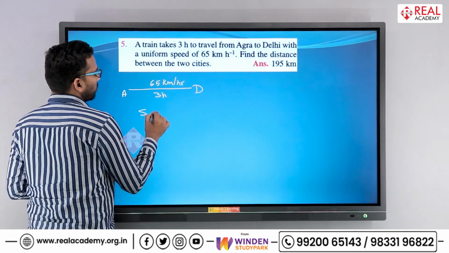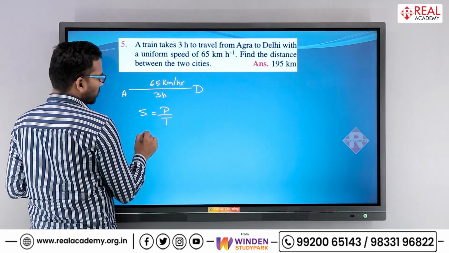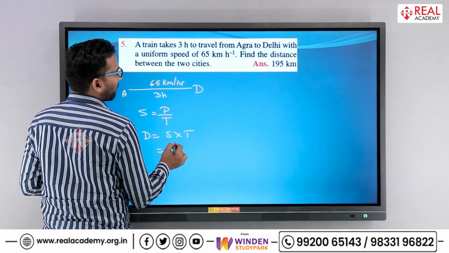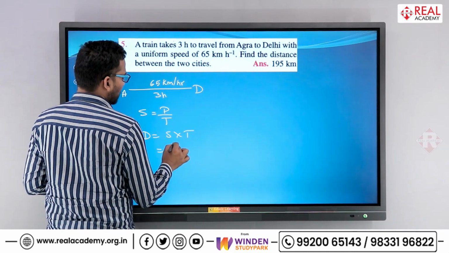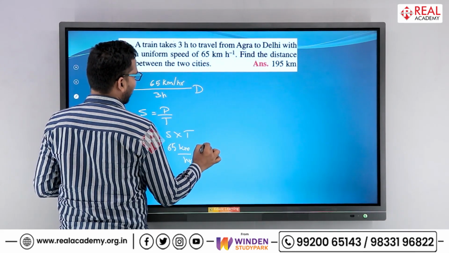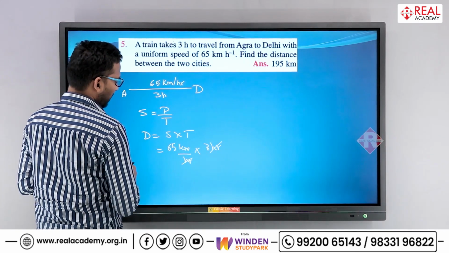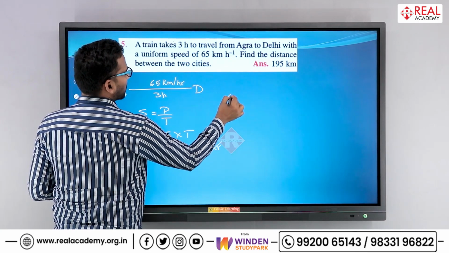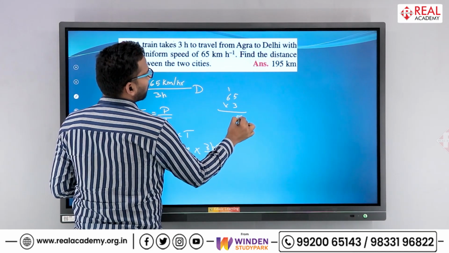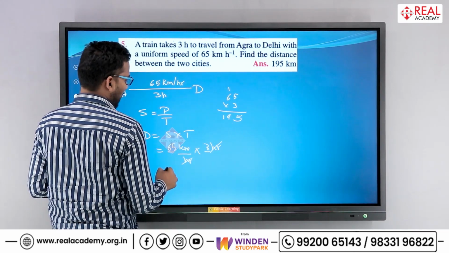ओके. सो वी ऑल नो द स्पीड का फॉर्मूला. स्पीड इज डिस्टेंस अपॉन टाइम. सो व्हाट विल बी द डिस्टेंस? स्पीड इंटू टाइम. तो स्पीड कितना है? 65 किलोमीटर पर ऑवर. और टाइम कितना लग रहा है? 3 hour. Okay. Hour and hour will get cancelled. 65 into 3. Come on, 65 into 3. How much is 65 into 3? 3 5s are 15. 3 6s are 18. And plus 1, that is 19.